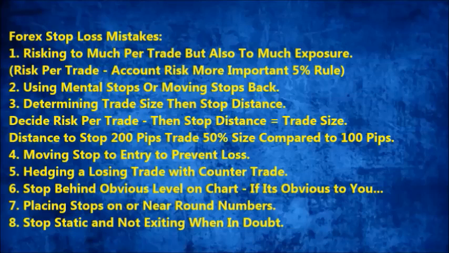You never determine the trade size first. What you do is you decide your risk per trade. Let's say it's 2%. Then you decide what distance you need for the stop, and that will determine your trade size. So let's say you decided that you need to risk 200 pips on a trade. That trade size is going to be 50% of the size compared to one where you use a stop loss of 100 pips. So you determine the trade size by the distance to the stop, so you can keep your stop far enough away, outside of the noise, and hopefully run a good profitable trade.